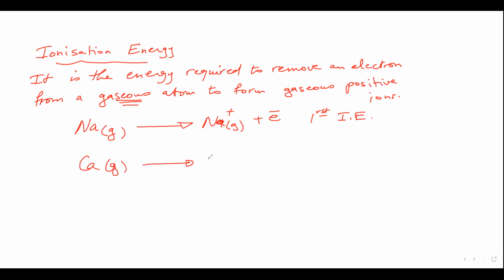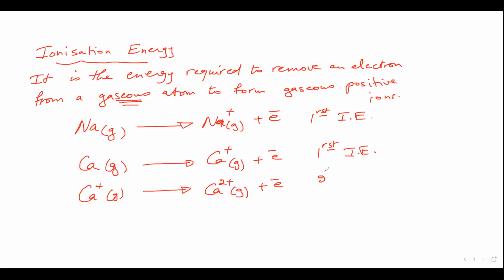But if I have an element, for example, calcium, present in group 2, then it needs to lose 2 electrons to form the calcium +2 ion. But of course, it will not lose these 2 electrons in one step. In the first step, it will lose only 1 electron in the gas state plus electron by its first ionization energy. And then the calcium positive ion in the gas state will remove the second electron to form the calcium +2 ion plus the second electron by the second ionization energy. So we have to write them in 2 equations like that.